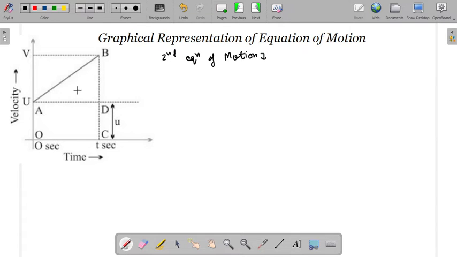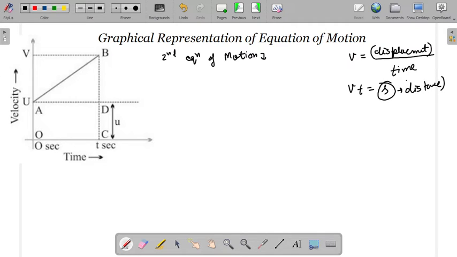As you know, this is a velocity-time graph. It means distance or displacement upon time. If we want to calculate the distance or displacement, we have to multiply velocity and time. Then we will get the value of s, which is some kind of distance if it is a linear motion.